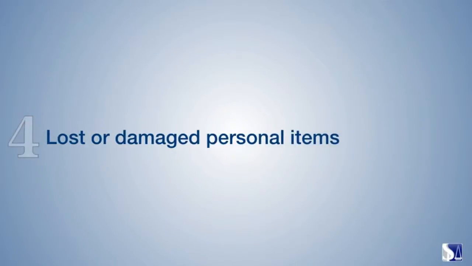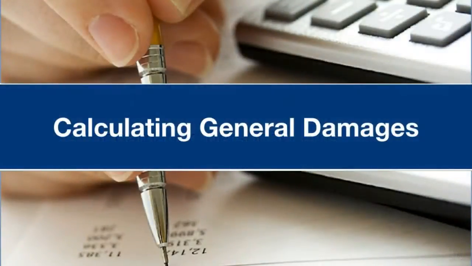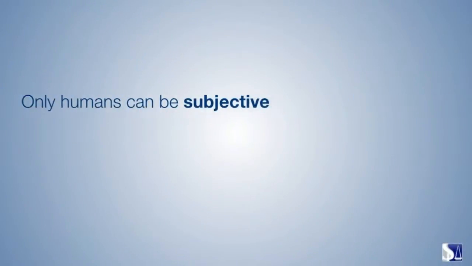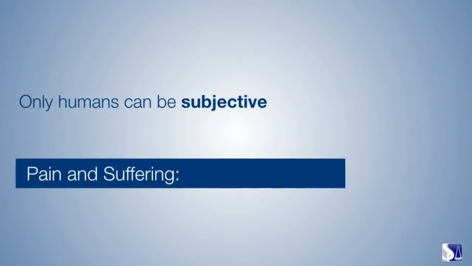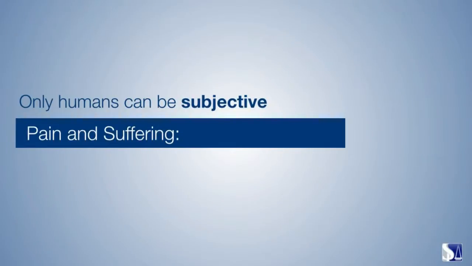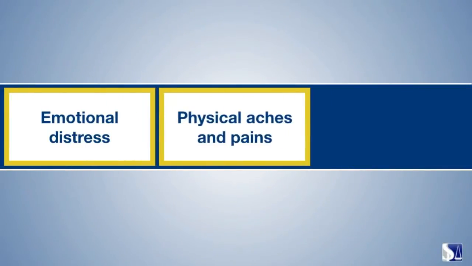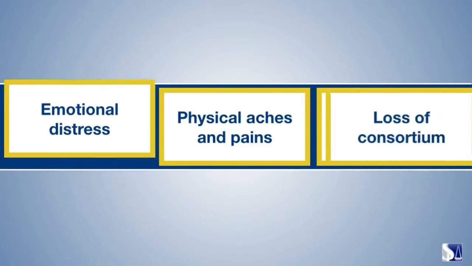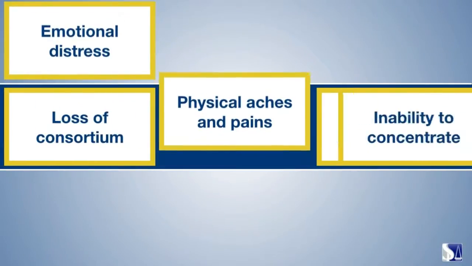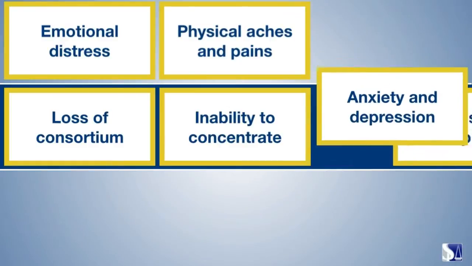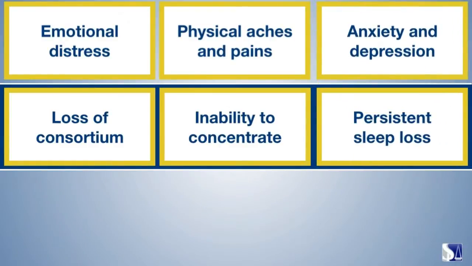General damages are more difficult to assess because they're subjective and personal. This is why a good personal injury calculator program can't exist. Only humans can be subjective. General damages come under the heading of pain and suffering. They can include emotional distress, physical aches and pains, anxiety and depression, loss of consortium, inability to concentrate, persistent sleep loss. Your pain and suffering can never be the same as another's.